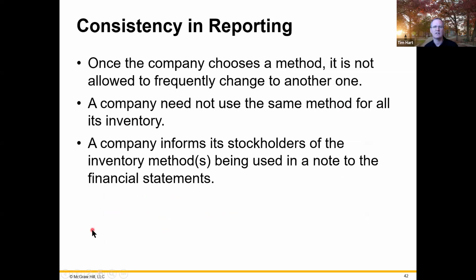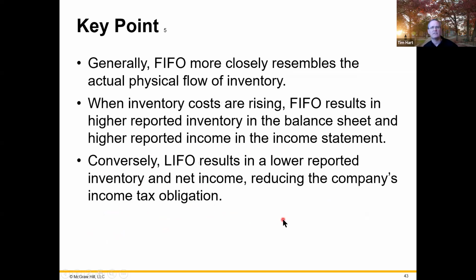So, consistency in reporting: once they choose a method, they can't frequently change. It needs to be a really good reason. And they have to inform shareholders of the inventory method being used in a note to the financial statements. And the key point here, a FIFO summary: it most closely resembles actual physical flow. When inventory costs are rising, FIFO results in higher reported inventory on the balance sheet and higher reported net income. Conversely, LIFO would result in lower reported inventory and net income, reducing the company's income tax obligation.